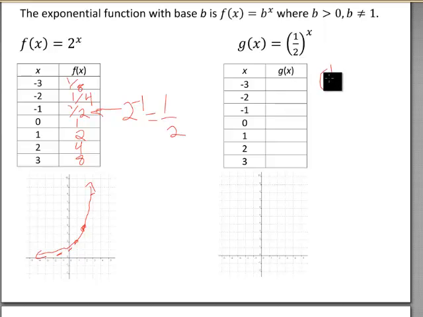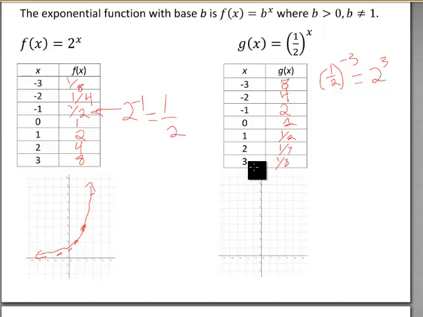If we take 1/2 to the negative 3, don't forget that that means that we flip things. So this is really 2 to the 3rd, or 8. 1/2 to the negative 2, then again we flip and put an exponent of 2 on it, so that gives us 4. This will be 2. That's again 1. 1/2 to the 1 power is just a half. You square 1/2, you get 1/4. And if you take 1/2 to the 3rd, you get 1/8.